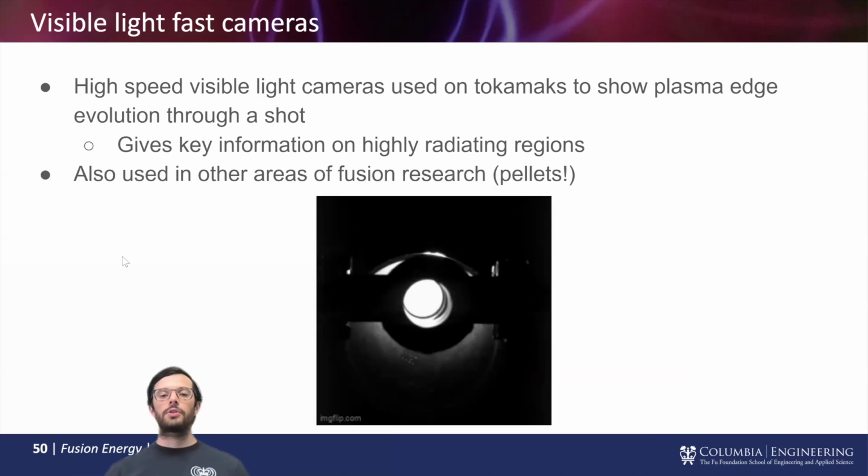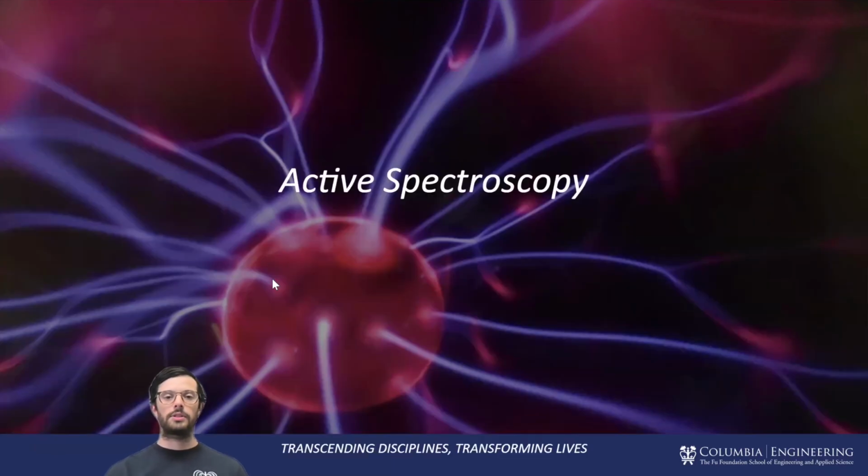The other thing we can do in fusion is use them not for plasmas, but for this pellet. This is the way we fuel the plasmas. We take these frozen, kind of wine-cork-sized hunks of gas, and we shoot them into the plasma. This is an experiment that's done at Columbia, and it's going very fast. So we can use these fast cameras to measure it. There are other areas in fusion research that use fast cameras.